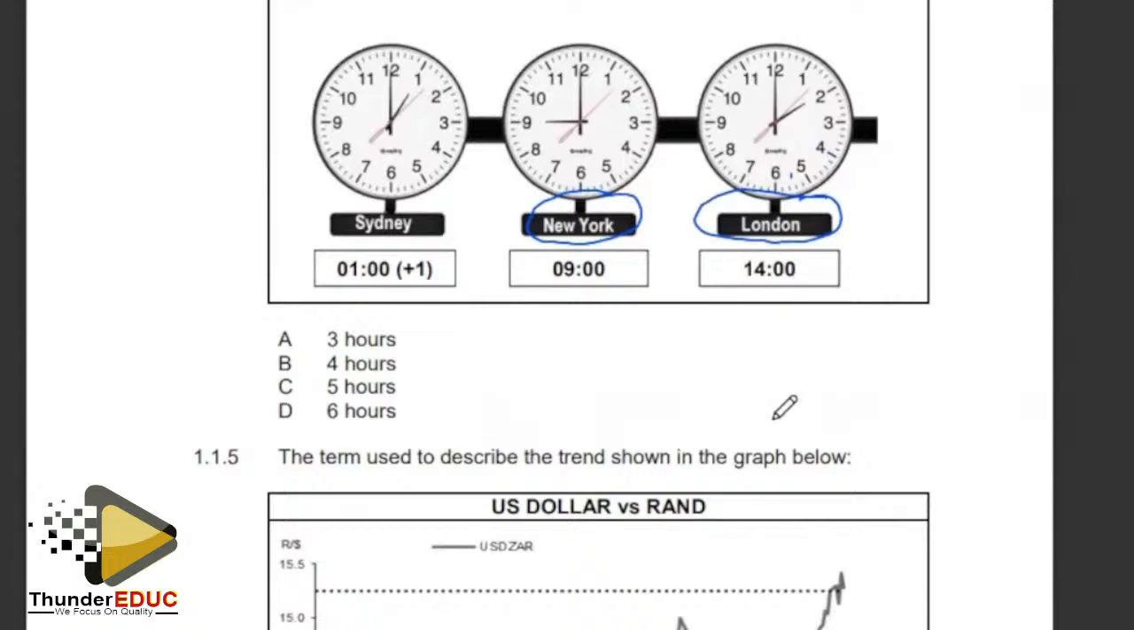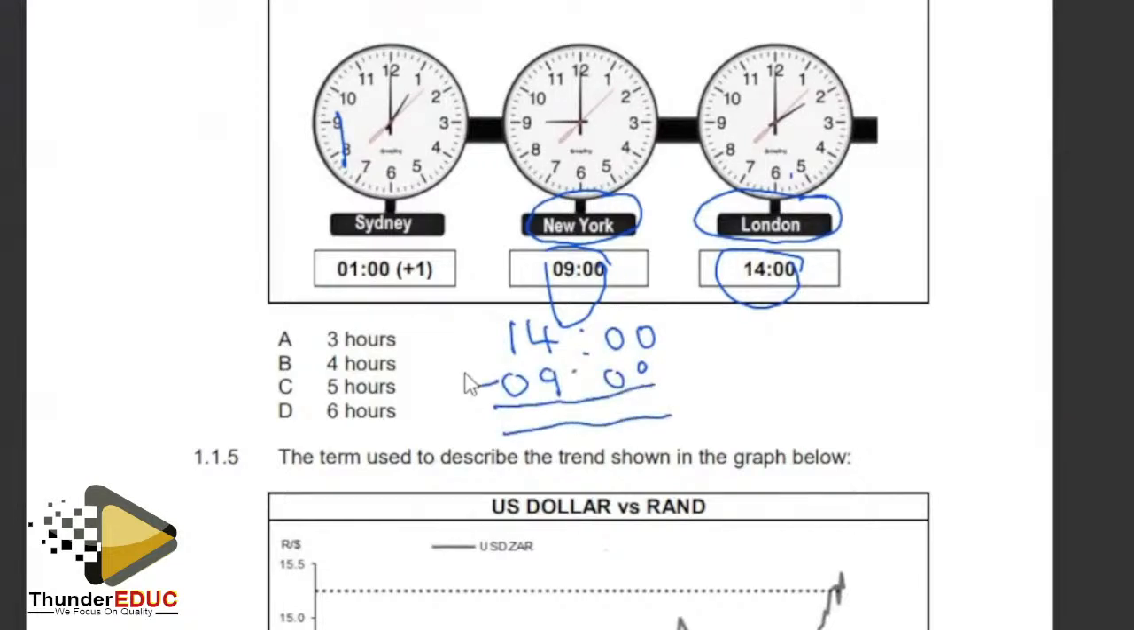So when we look at New York, when it is 9 o'clock in New York, it will be 2 o'clock in the afternoon in London. So the method or the formula which you can use is you subtract: 1400 minus 0900. Then we put our 0 there.